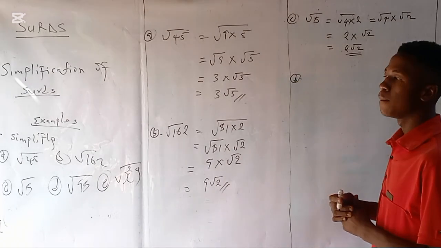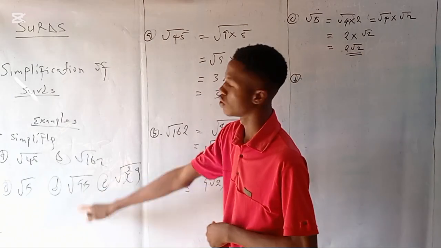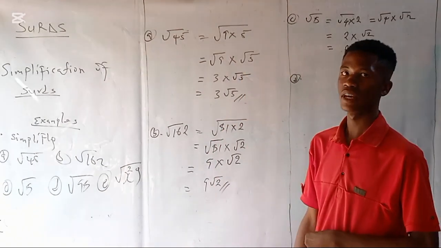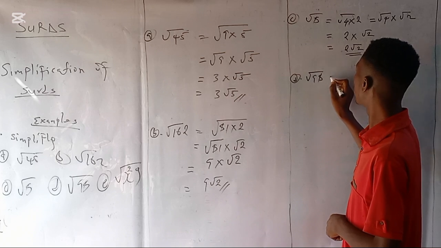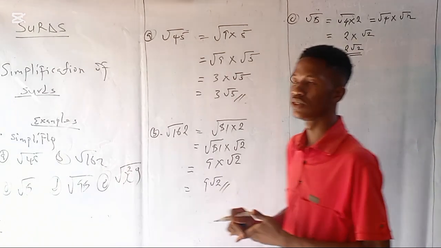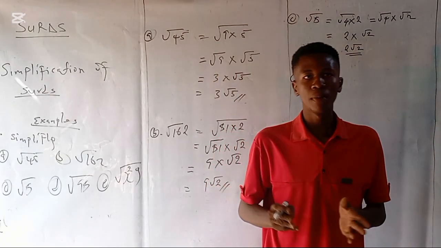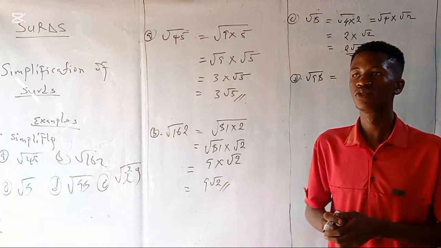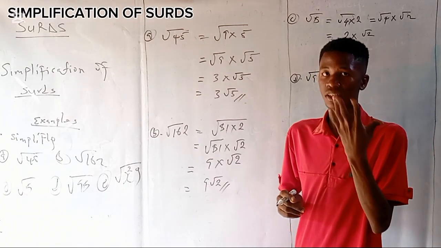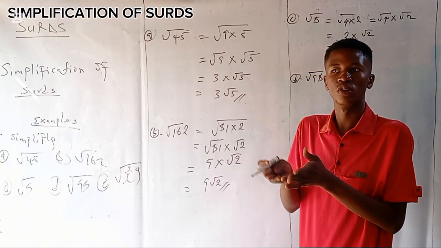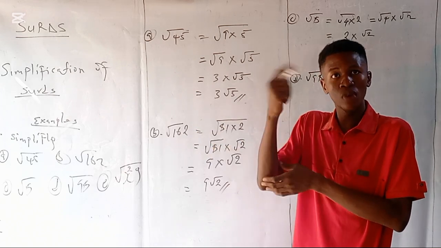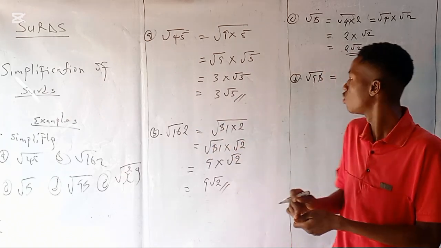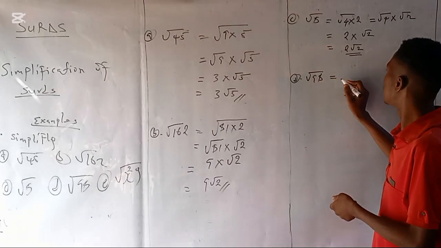We have root 98. Are we together? So here we say that root 98 is equal to, so what are the two numbers? You check now. The two numbers here are 49 and 2, because 49 times 2 gives us 98. Why did I say 49? 49 is a perfect square, because the square root of 49 is 7.